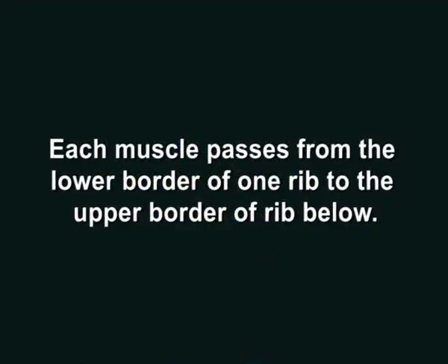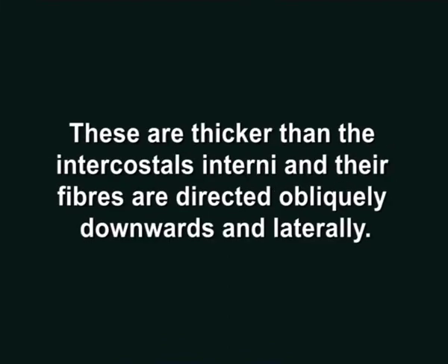Intercostal muscles. These are thin superimposed layers. Intercostal externi are 11 in number. Each muscle passes from the lower border of one rib to the upper border of the rib below. These are thicker than the intercostal interni, and the fibers are directed obliquely downwards and laterally.